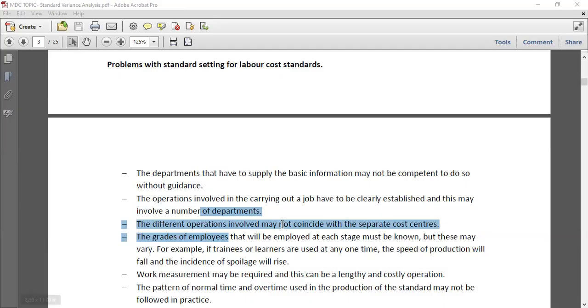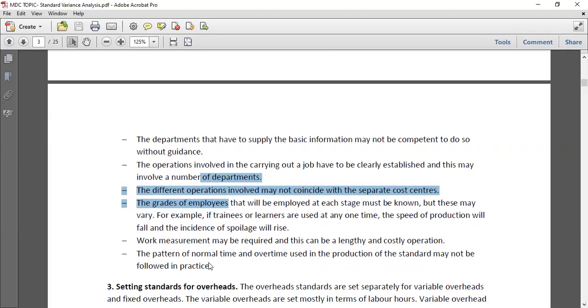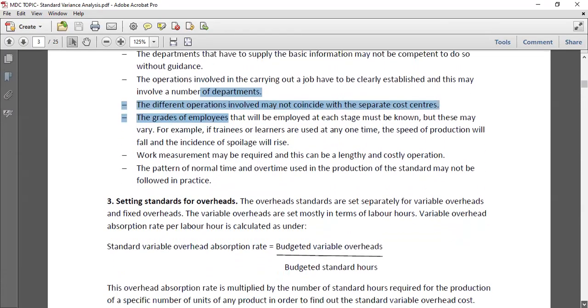So that is exactly what happens when it comes to making sure that you are looking at labor. There are several of them that you can find here. Of course, one of the other things is work measurement may also be required, and this could be lengthy and costly in operation. And one of the other things is the different operations may not coincide with the separate cost centers. So that is what happens with labor.